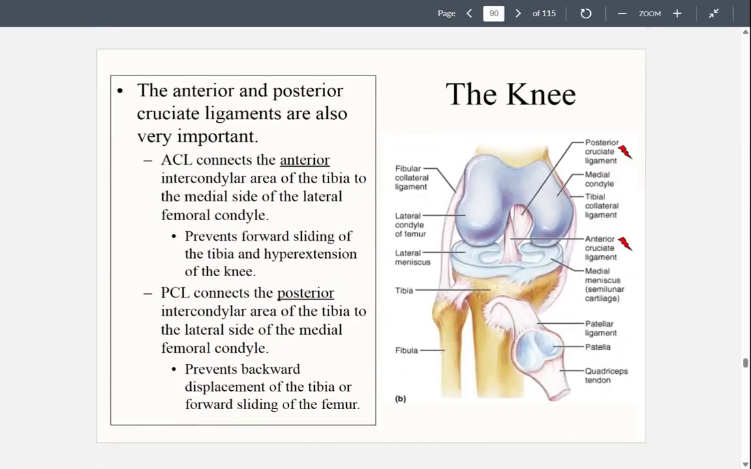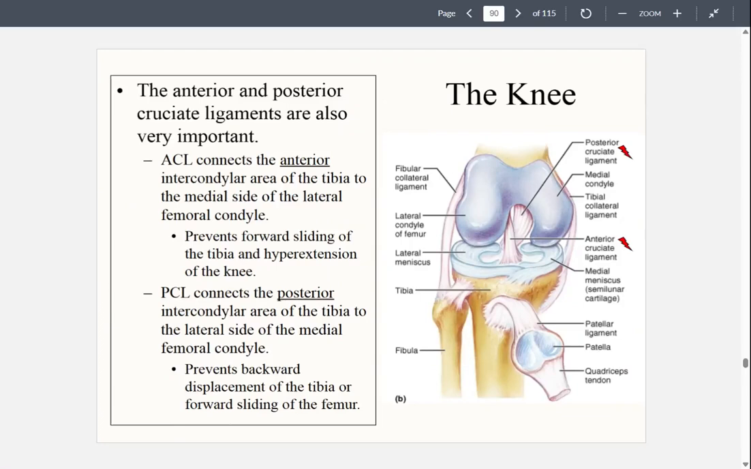If we peel back the patella, we would notice two really important ligaments, the ACL and the PCL. The ACL is the anterior cruciate ligament, and it's going to run from the anterior intercondyle area of the tibia, so the area at the front between the condyles of the tibia, to the medial side of the lateral femoral condyle, so the inner edge of the outer bump of the femur. This is going to help prevent excessive forward sliding of the tibia and hyperextension of the knee.